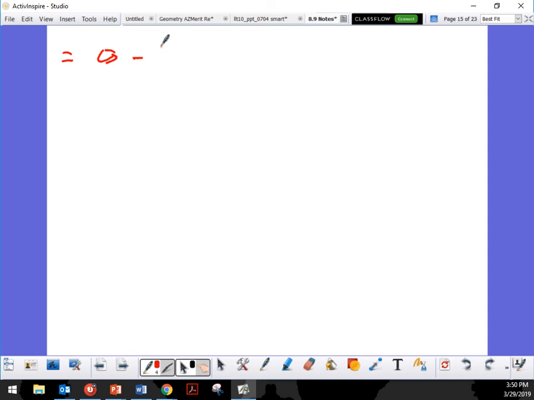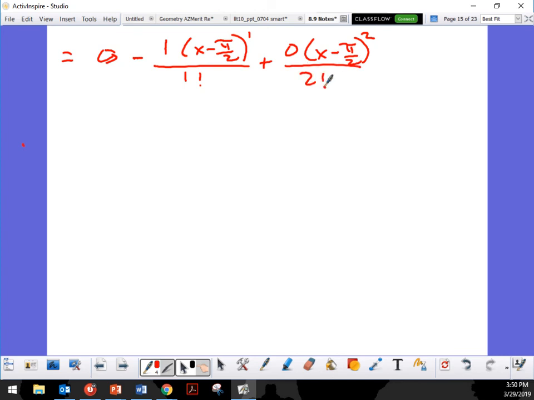Okay, so it was negative 1. And there it is. So it's x minus pi over 2 to the first over 1 factorial. Long day. Sorry. So I was putting it in there twice. I shouldn't have. Plus next one, 0 times x minus pi over 2 squared over 2 factorial. Next one is going to be plus 1, and then it's going to be x minus pi over 2 to the 3rd over 3 factorial.